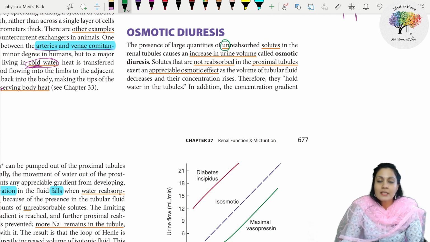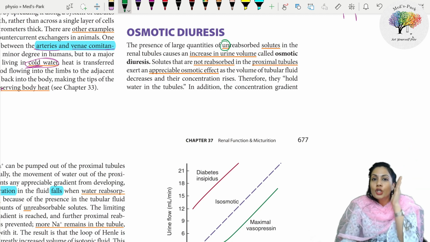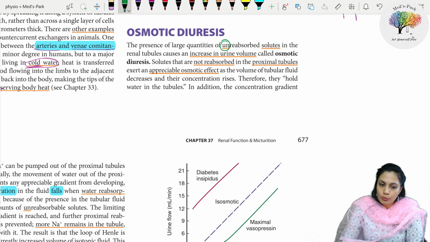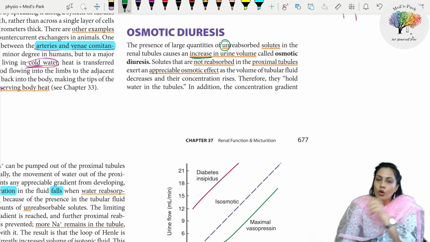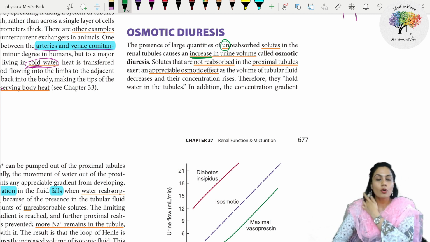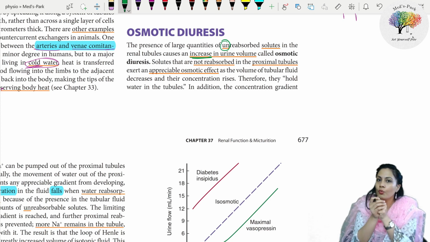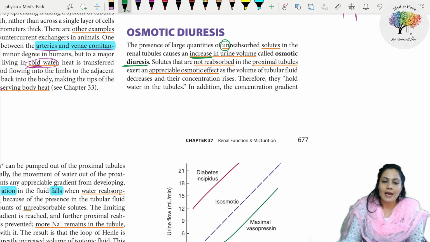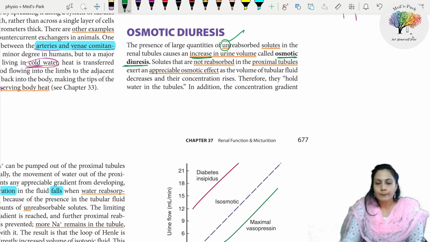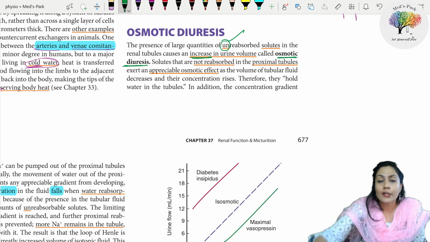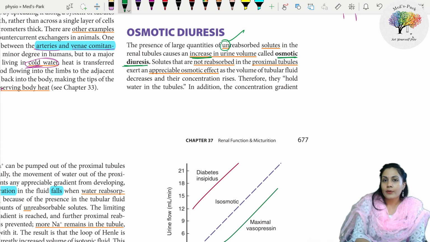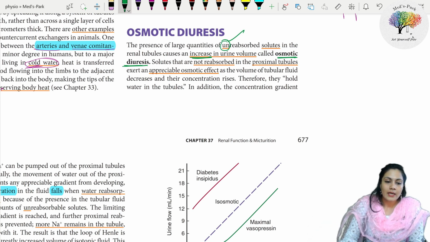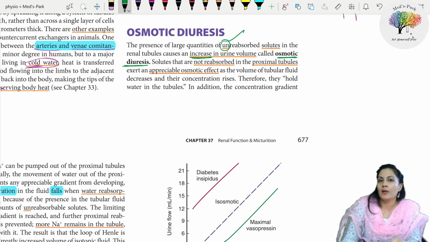Okay, coming to the osmotic diuresis, which is the last part: the presence of large quantities of unreabsorbed solutes, that means the solutes which are more in the renal tubules, causes an increase in the urine volume. Why? Because they're acting as osmoles and they are going to hold on to the water. They won't allow the water to go into the interstitium. Why? Because these unabsorbed solutes are acting as osmoles. They will allow the diuresis. I told you just now, diuresis means excretion of water, right? So this is because of the osmoles. That's why this diuresis is called osmotic diuresis.